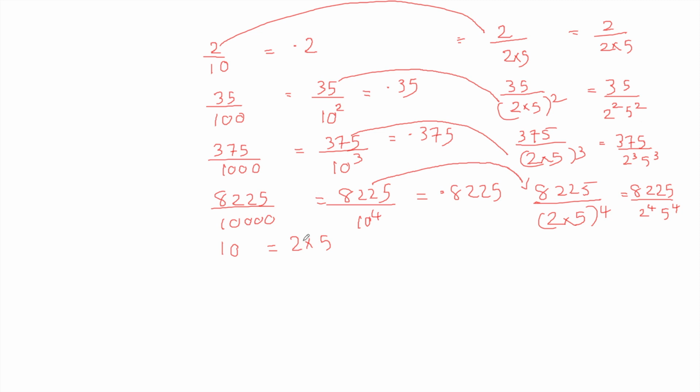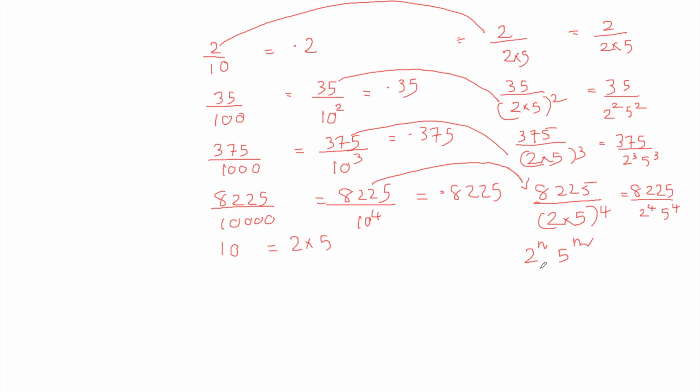Then the next case, generally we can write the denominator as 2 raised to n, 5 raised to m. So if the denominator is not in the form of 2 raised to n, 5 raised to m, the decimal expansion of the given fraction is non-terminating. So in this way we are checking whether the given number is terminating or non-terminating.